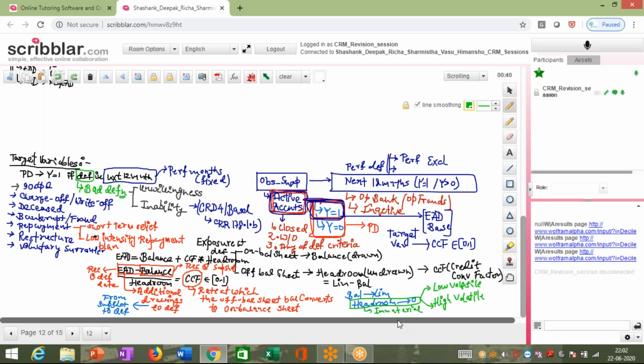So I'll come to that formula. Okay. So now the question that comes out over here is that I have this headroom and I need to understand how volatile is this headroom. So is the headroom really volatile or not? So I need to know how the distribution is looking like.